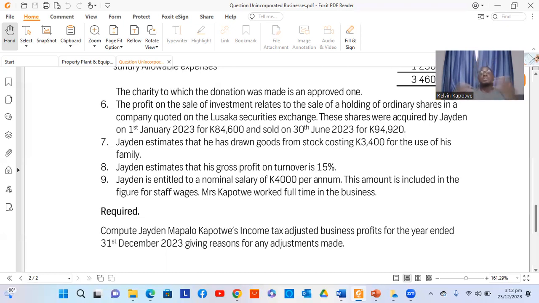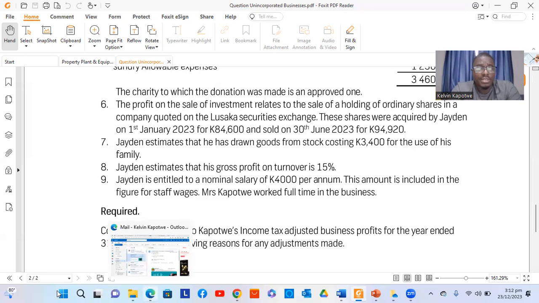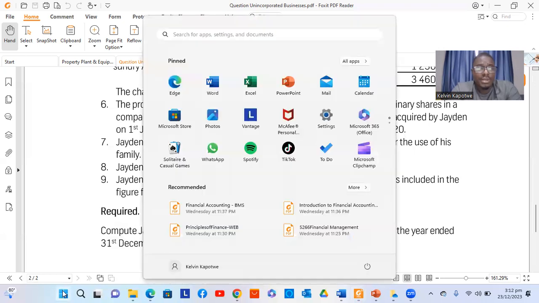Okay, so I think I've explained how each expense is going to be treated when we start computing these taxes. So now let's dive into the calculation of these taxes. So let's get to work.